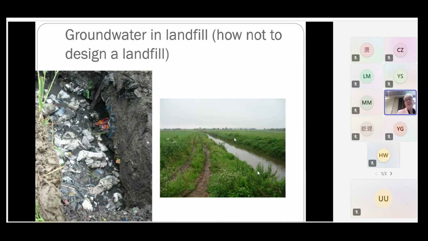So this landfill was not designed properly. You can see that there's a waterway right here. This is not how you would do a landfill, because even here you can see that the groundwater is in the landfill. That you don't want to happen, because you don't want to be contaminating your groundwater.